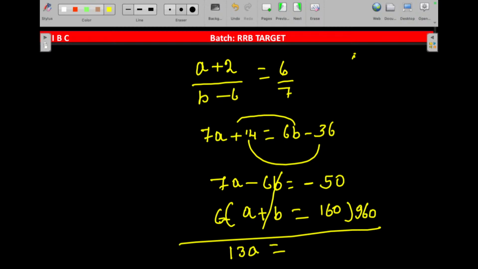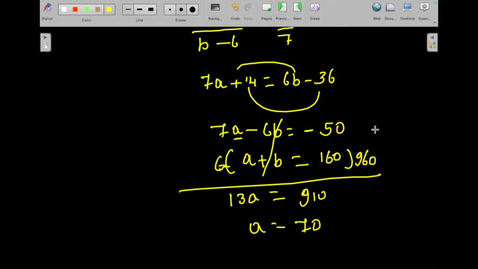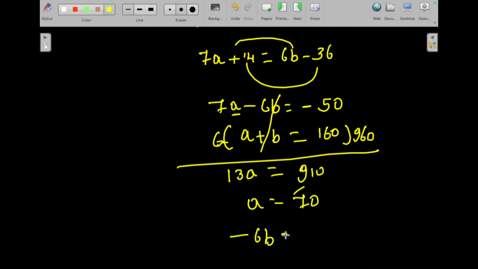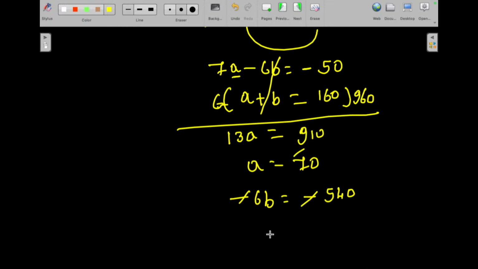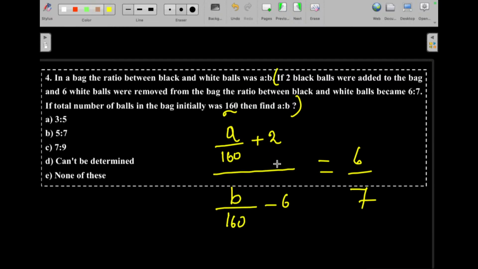That will be 1010, so 13A is 910 and A is equal to 70. If I substitute the A value here, 7 into 70 is 490. If it comes to this side, minus 490, then minus 6B is equal to minus 540. The minus gets cancelled, then B is equal to 90. A value is 70, B value is 90, then the ratio will be 7:9. That is the same as what I got in the previous method.